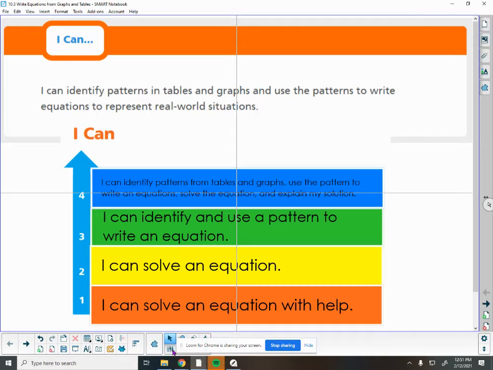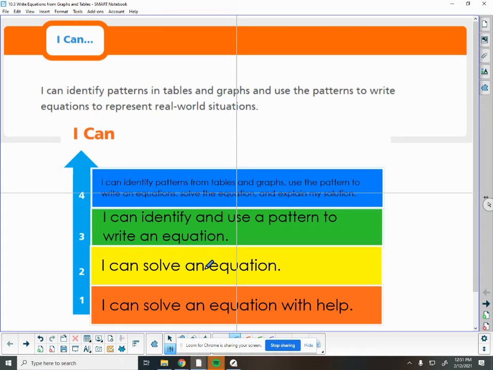Lesson 10.3 wants us to identify patterns in tables and graphs, and then use those patterns to write equations. We will know we can do that when we can identify the pattern, then use it to write an equation. If you feel like you can find a pattern and write an equation, then you are doing grade level work at a 3. If you can identify the pattern from the table or the graph, write an equation, solve an equation, and explain it, that is above a 4.